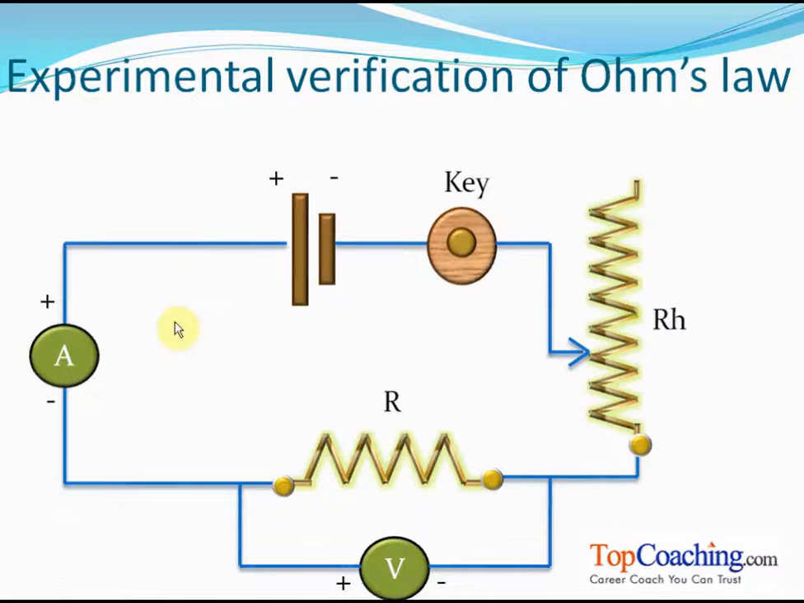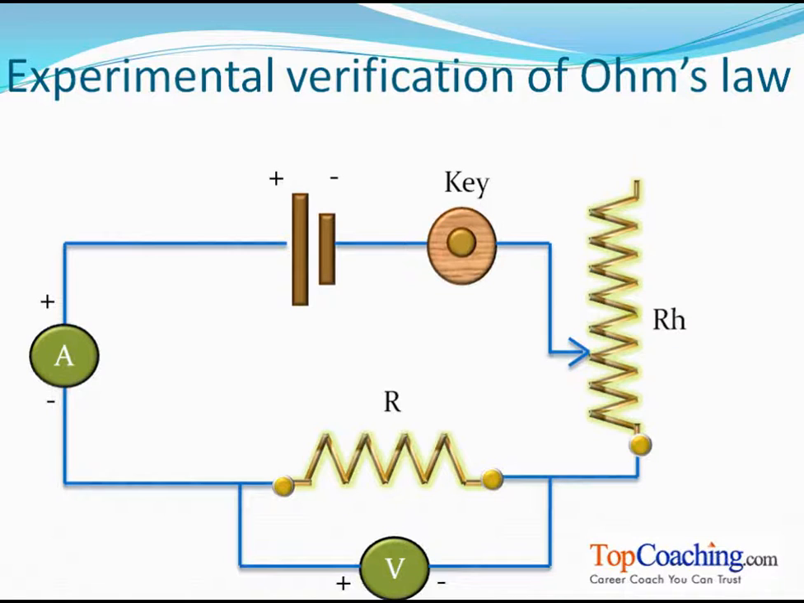Now we record the current in the circuit and the potential difference across the resistance R. We record the current in the circuit by connecting an ammeter like this in series with the battery. We record the potential difference across the resistance R by connecting a voltmeter in parallel with the resistance R.